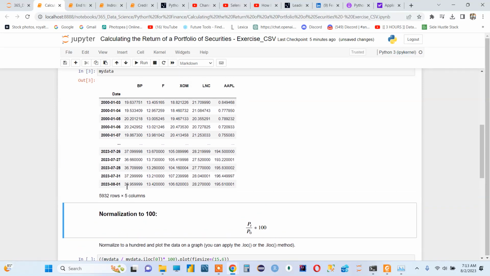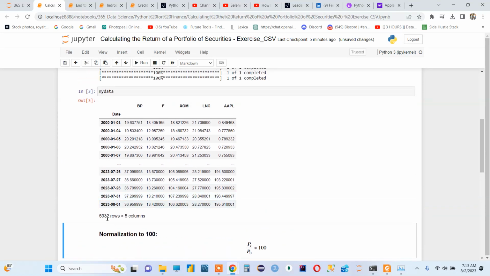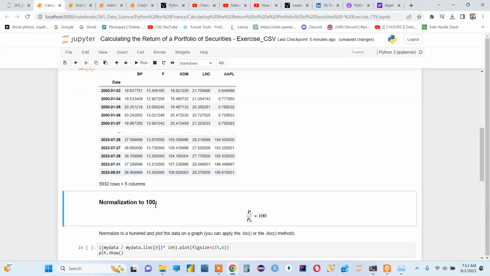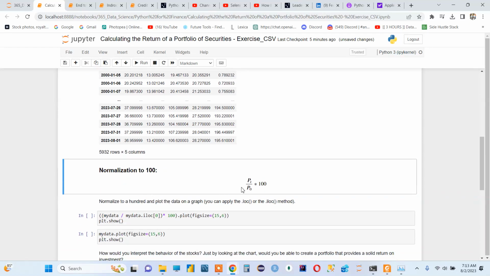All right, super. In this case I can see the latest data has been fetched as of 1st August 2023, so it is 18 years of data. Now I will normalize this data to 100. How can you normalize this data? We can normalize by dividing any price by the price at the start. That is called normalization.